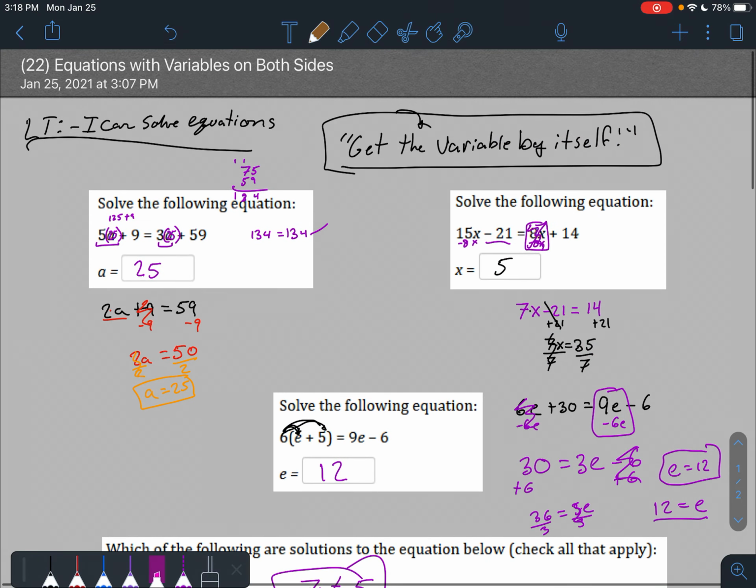And that right there is solving equations with variables on both sides. Get the variable by itself. My highlighter doesn't like to work, does it?